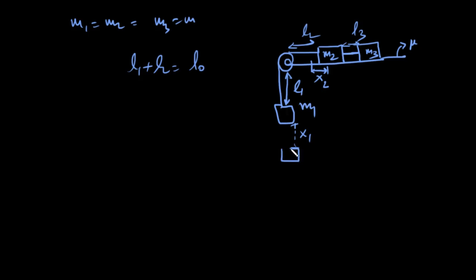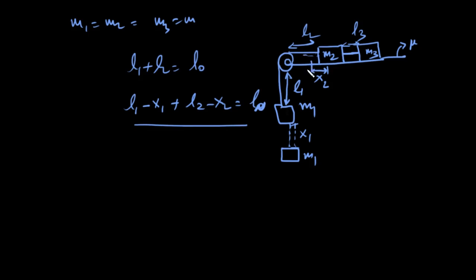Now when the mass m1 has descended a distance x, the string has descended with the mass, hence this string has moved forward. So what will be the new length? Since it has descended x1, this would be L1 minus x1 plus L2 minus x2. This would be the new length, L new.